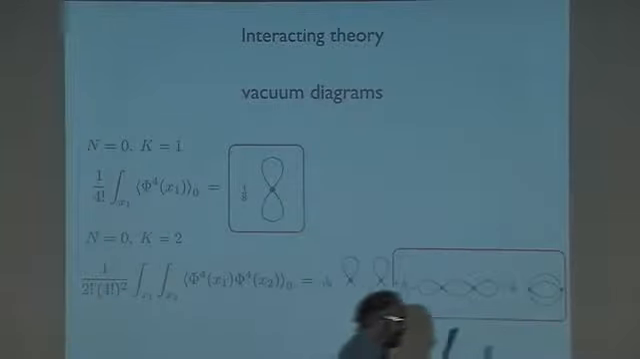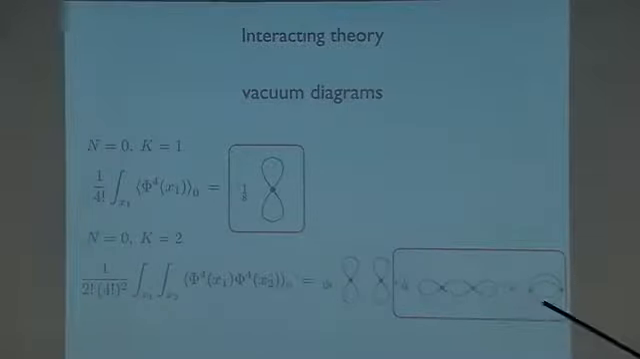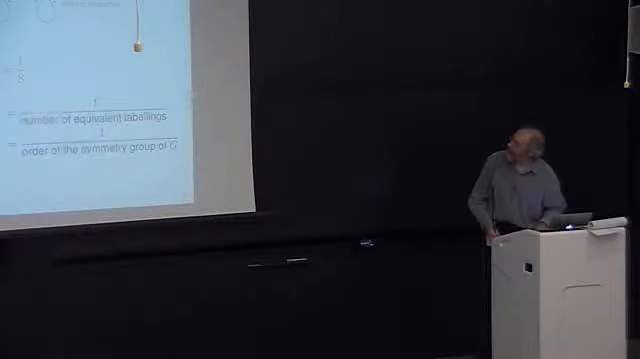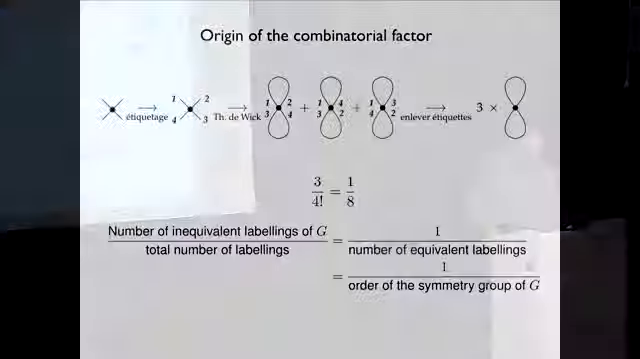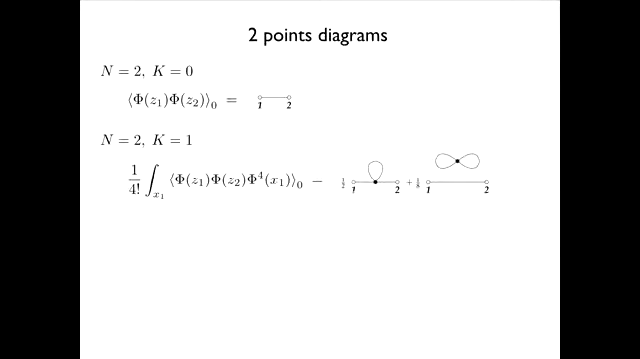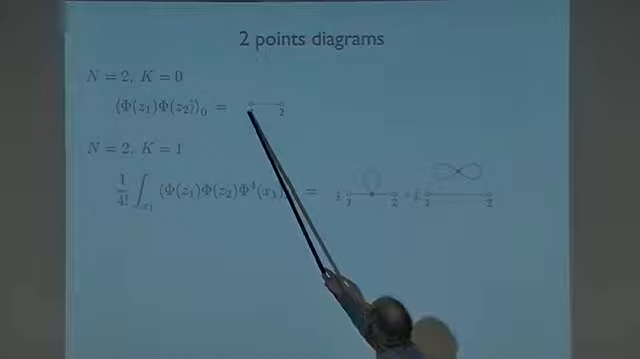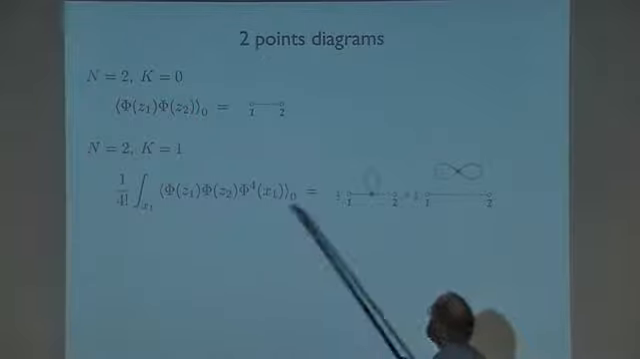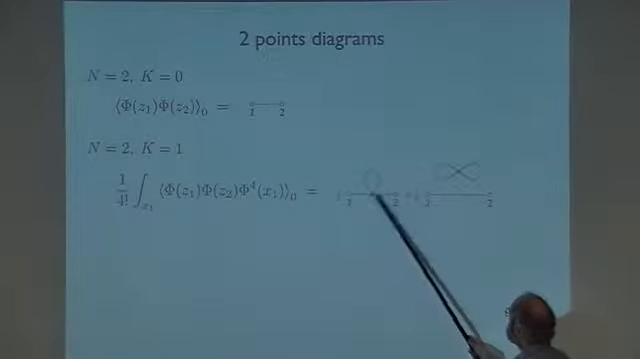Okay, so this is for the vacuum diagrams. Here are, for instance, the two diagrams which are called connected, because they have only one connected component, and this diagram is disconnected. I'm going to discuss a bit later the origin of the combinatorial factors, but for the 2-point diagrams, that's just a reproduction of the calculation I did. At order 0 in perturbation theory, we get the 2 propagators. At first order, we get those 2 diagrams. This one is connected, this one is disconnected.